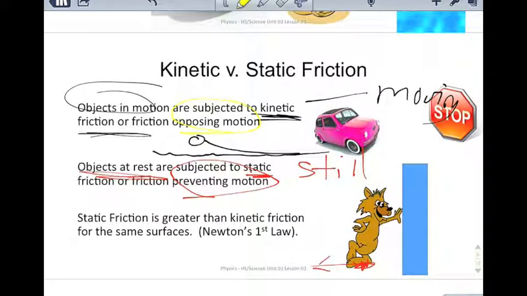Now, static friction will always be greater than kinetic friction. And you can think about it in terms of Newton's first law. Objects like to be lazy. They like to stay as they are. So static friction is that hold of the object wanting to stay where it is, whereas kinetic friction kind of goes against Newton's first law. It's trying to slow the object down. So the static friction will always be greater than the kinetic friction.